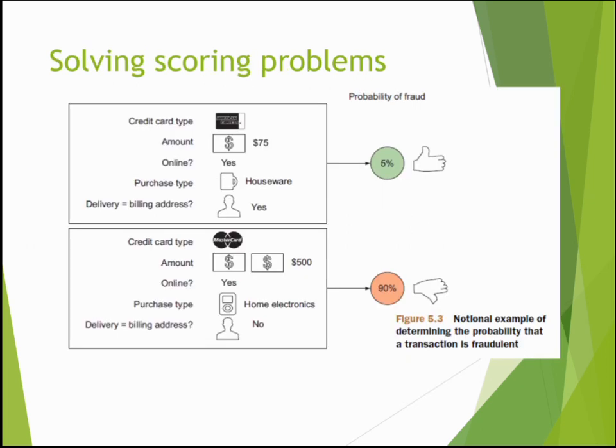This is an example of a scoring problem. There are two types of transactions in this picture. In the first case, the delivery address is equal to the billing address, and in the second case, the delivery address is not equal to the billing address. So in the first case, we can say that the probability of fraud is 5%, whereas in the second case, the probability of fraud is 90%.